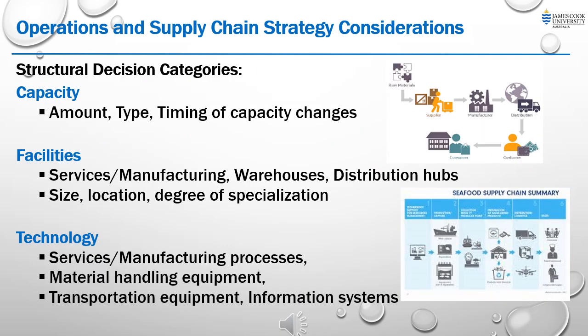We mentioned structured decision categories, for example, capacity: amount, type, timing of capacity change; facilities: warehousing, distribution, manufacturing, size, location, degree of specialization; and also looking at technology, for example, service manufacturing processes, material handling equipment, transportation equipment, information systems. So there is so much to consider here.